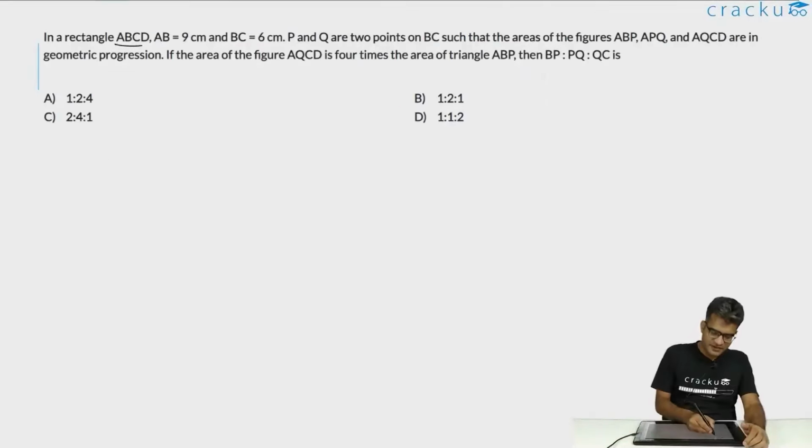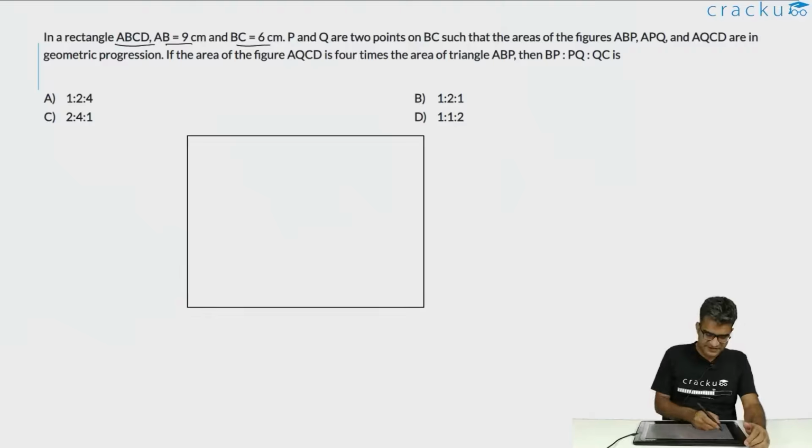In this question, we are told that there is a rectangle ABCD where AB is 9 centimeters, BC is 6 centimeters. So let us assume that this is how the rectangle is. This is A, B, C, and D. AB is 9 centimeters, BC is 6 centimeters.